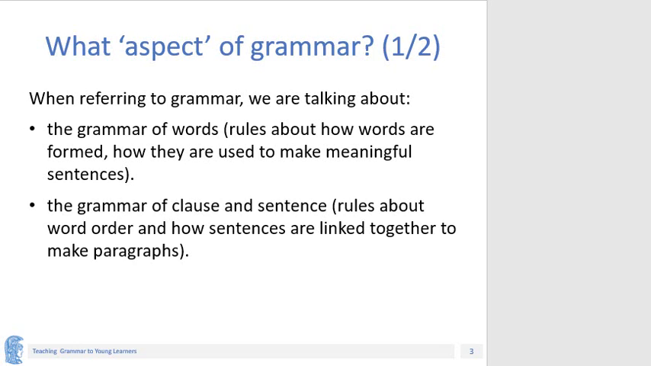So can we teach grammar of words? That means rules about how words are formed, how they are used to make meaningful sentences. So the meaning. Also the grammar of clauses and sentences. So there are rules about word order and how sentences are linked together to make paragraphs. So it is about the order and the link.